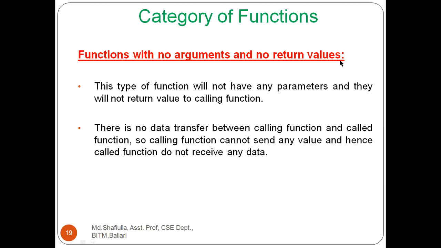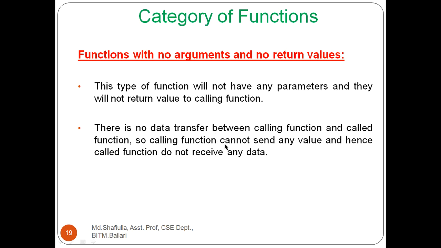Functions with no arguments and no return values. This is our first case. As I said, this type of function will not have any parameters, and it will also not return any value to the calling function. So when there is no formal parameter list, neither is there a return value, there is no data transfer between the calling function and the called function. You have to remember, when the return type is void and the formal parameter list is empty, there will be no data transfer between the calling function and the called function.